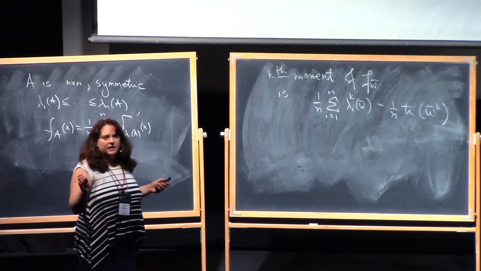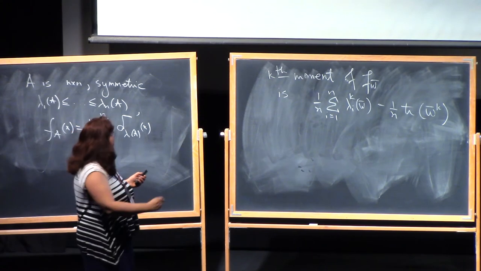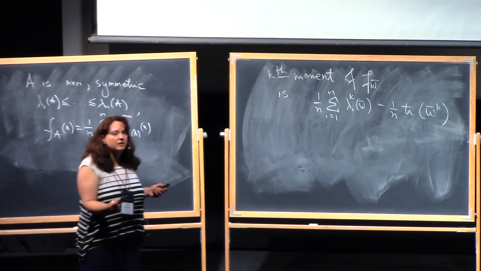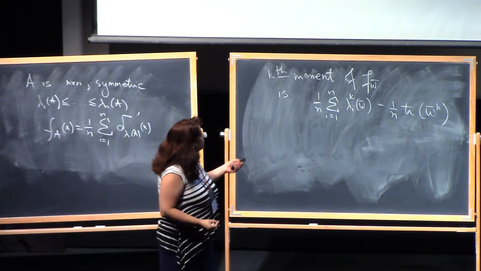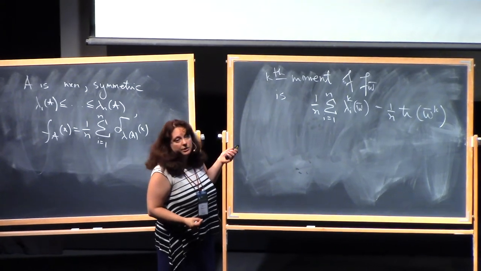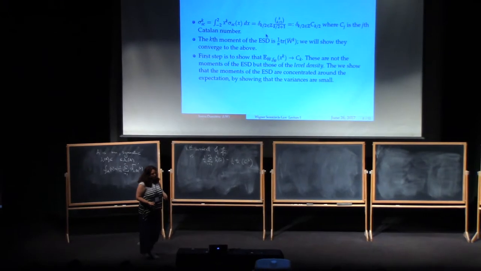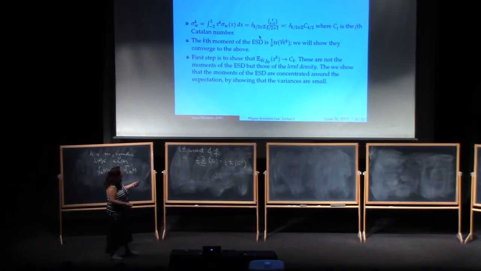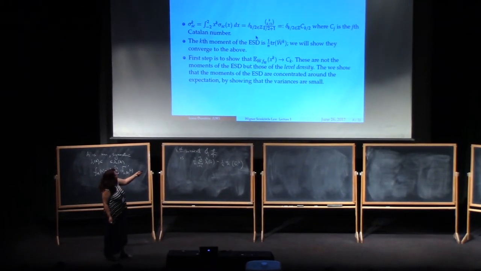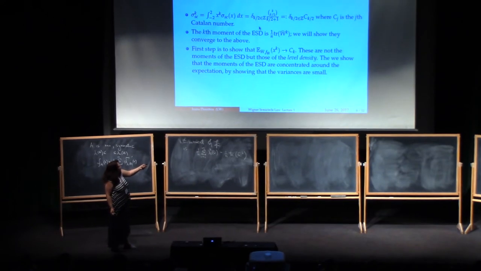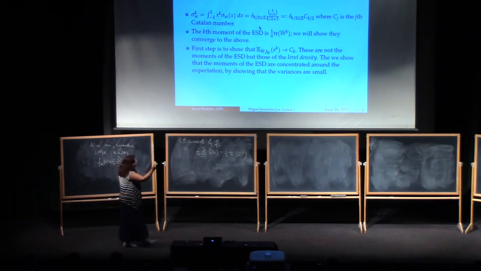So that's a nice thing, that the moment of the empirical spectral distribution is expressible in terms of the matrix. It's expressible in terms of, as we will see, the entries of the matrix. And that's what allows us to calculate it. So as I mentioned, this is what I want to be proving without the expectation. But I will start off by taking an additional expectation.